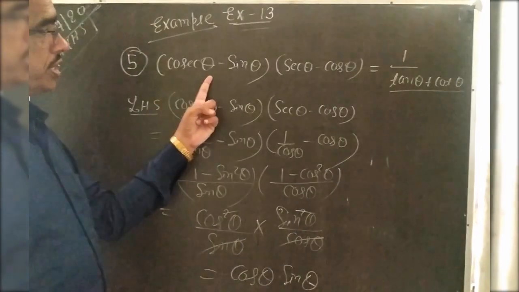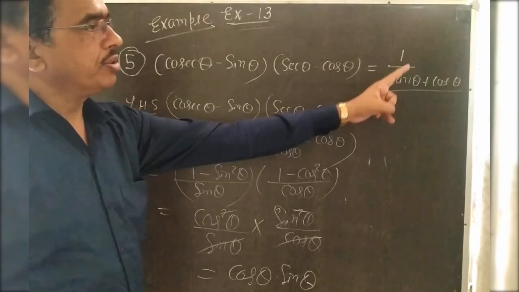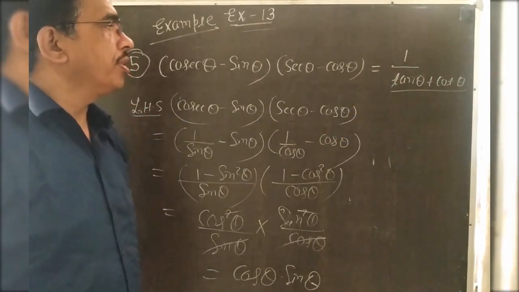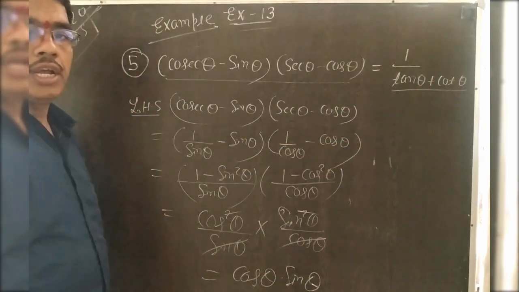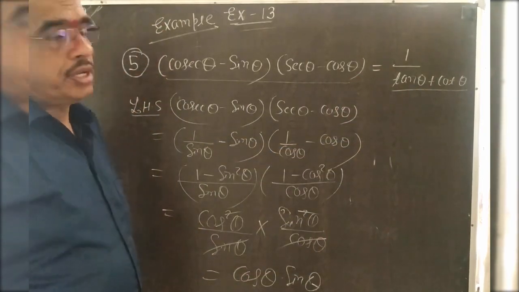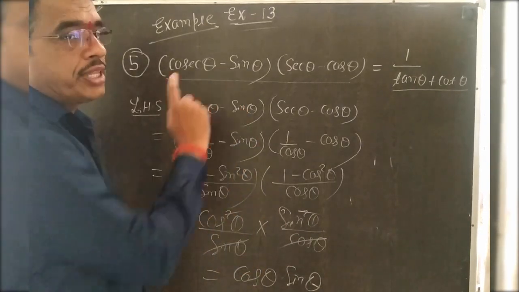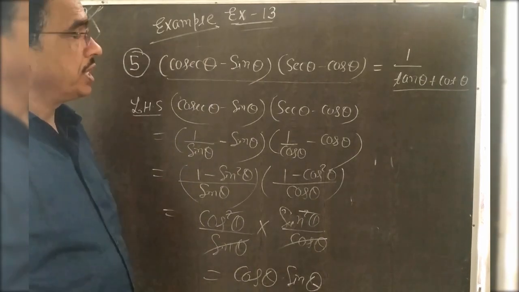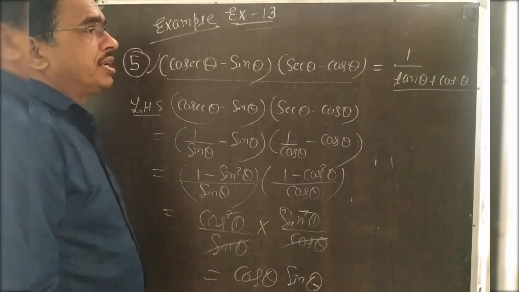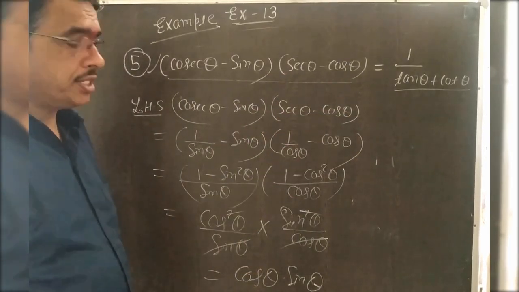Next is example 5: cosec theta minus sin theta into sec theta minus cos theta is equal to 1 by tan theta plus cot theta. LHS is this and RHS is this. Dear students, some questions have the problem that you cannot get RHS after solving the LHS. It is not possible for you. So in this type of question, you solve LHS first and then RHS, and when both are equal, then you can write LHS equal to RHS.